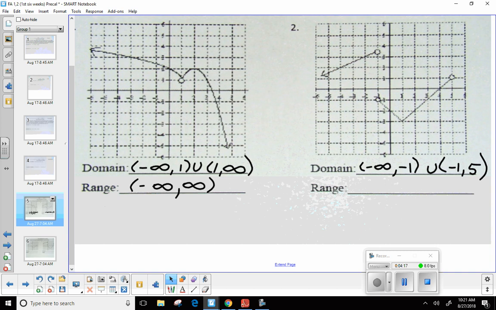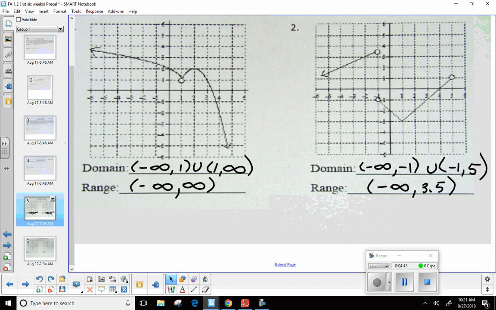Okay. What about the range? Anybody by show of hands who thinks they know? Okay, Aiden, what do you think? Negative infinity to 3.5 and then what? Not included. Okay, is she right? Yes. She went straight to the final answer.